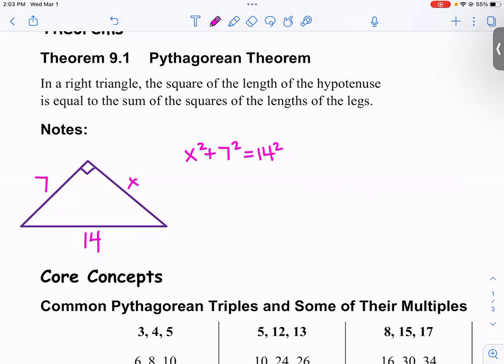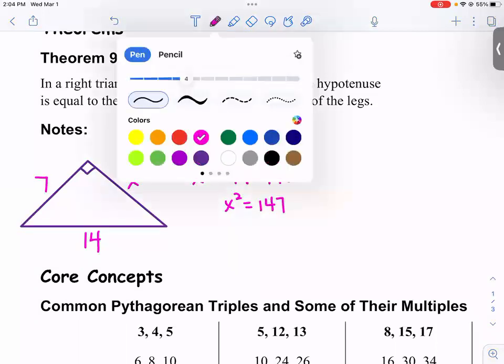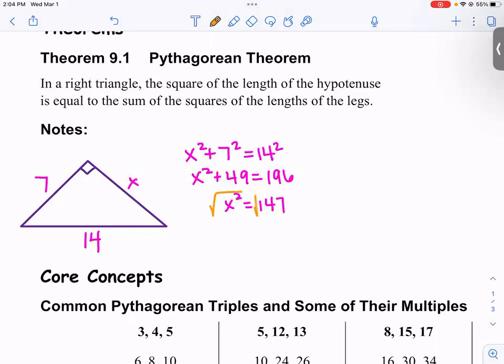Sometimes I would do it where I did a square root, and then you have to square it at the end, right? Yeah, we'll get there. Okay, so 7 squared is 49. 14 squared is 196. When I subtract 49, what is 196 minus 49? 147. Okay, so this is where we square root both sides.